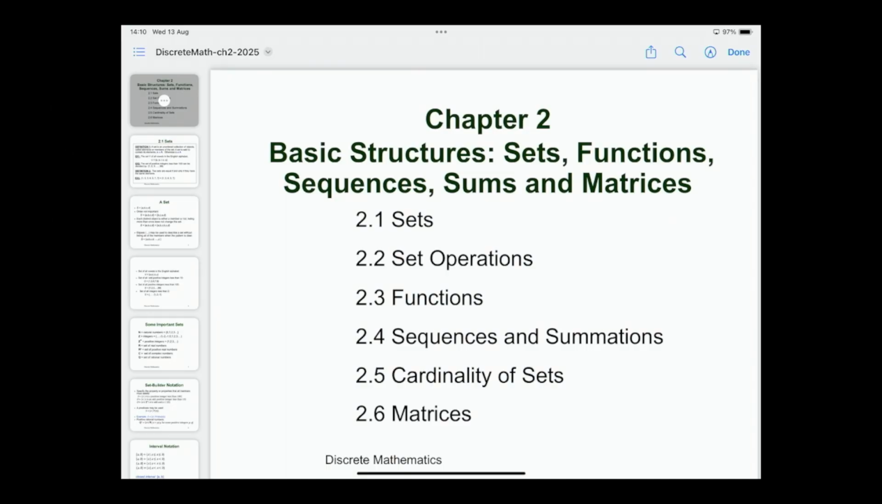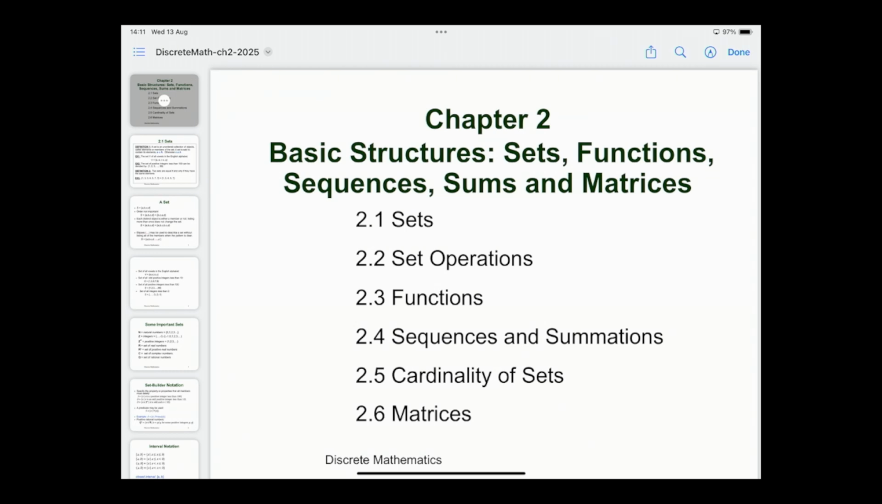All right. So last week we went over chapter 1. Mostly. There are still a couple of sections of chapter 1 that we're going to cover later on, about the proof techniques. But now let's move on to chapter 2.